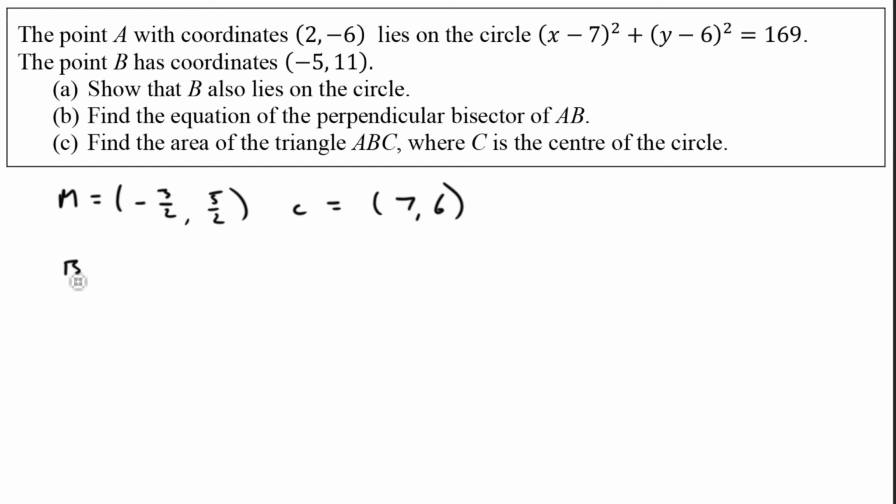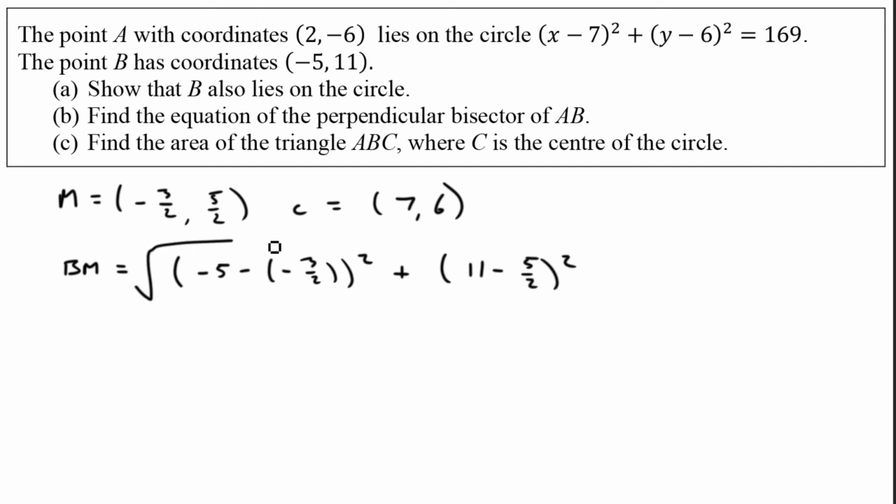The length from B to M is the difference between the x-coordinates of B and M, negative 5 subtract negative 3 over 2 squared, plus the difference in the y-coordinates between B and M, 11 subtract 5 over 2 squared, and all of that square rooted. That comes to 13 root 2 over 2. We have access to calculators throughout the whole of this course, so there's no need to stop and do all that in lots of small pieces.